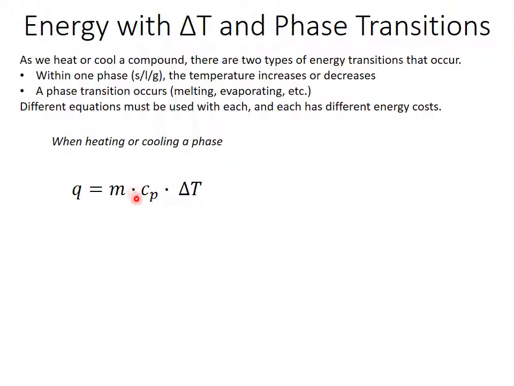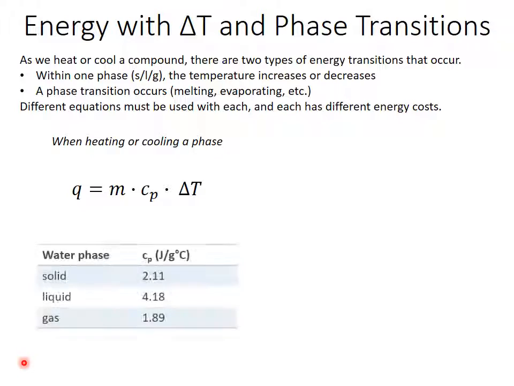Now, this specific heat value depends on both the substance and the phase of the substance. Here we have a table showing the phases of water and their corresponding specific heat capacities. When water is frozen as ice, its heat capacity is 2.11 joules per gram degree Celsius. But when it's a liquid, it's 4.18 joules per gram degree Celsius. This is because the different ordering and the different densities of the molecules in each phase is going to affect how much heat is required to raise the temperature.